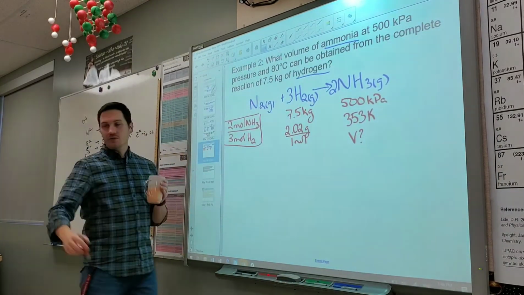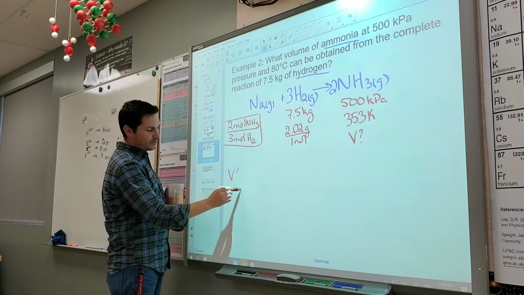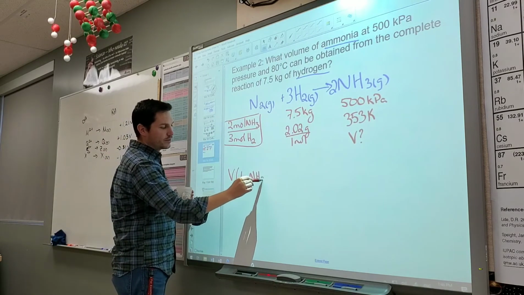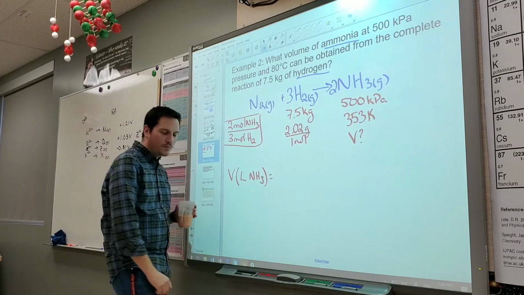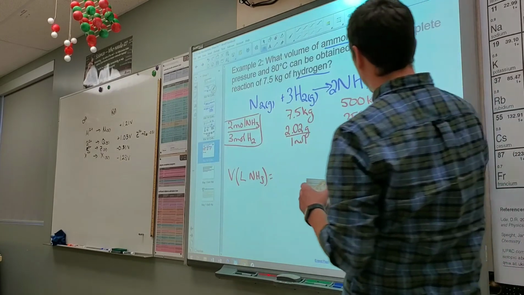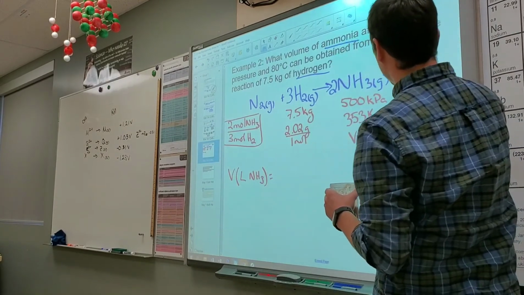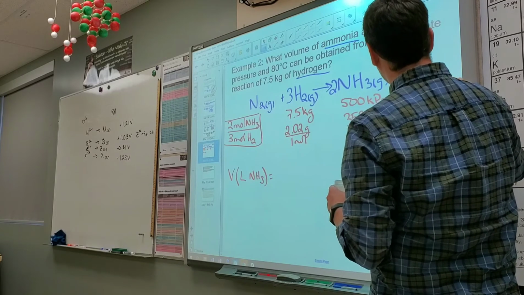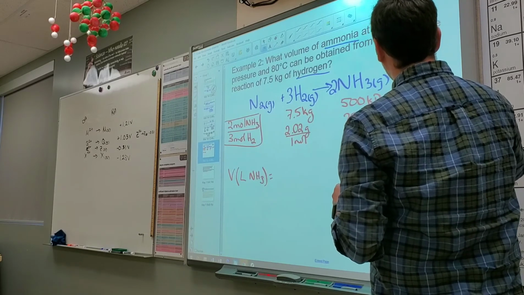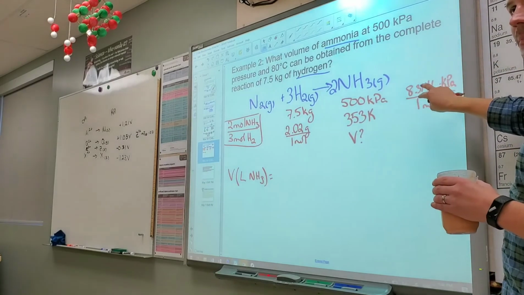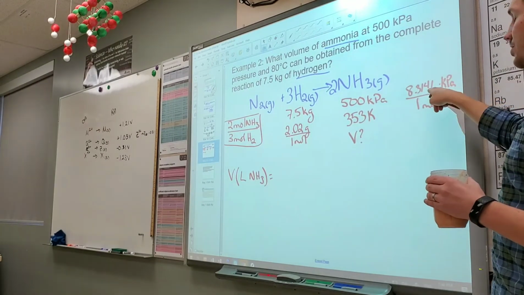Okay, so what are we looking for? We're looking for the volume measured in liters of ammonia. And remember that R value, I'm just going to put it off to the side, is 8.314 liter kilopascals per 1 mole Kelvin. So how do you want to write it? Do you want to flip it? No, because you want liters.